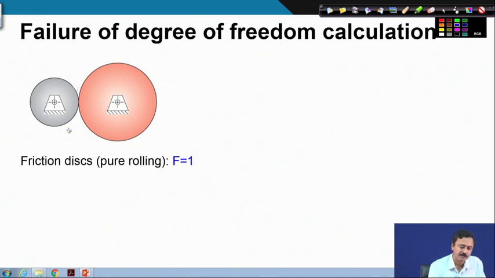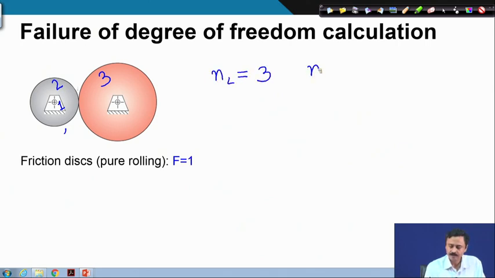Let us now do this calculation for these two friction discs. So, the ground is 1, this disc is 2 and this disc is 3. So, number of links is 3, number of joints is 1, 2, 3, and summation of degree of freedom of individual kinematic pairs. We have a revolute here that has 1 degree of freedom, we have another revolute here, that is another degree of freedom. So, 2 degrees of freedom.